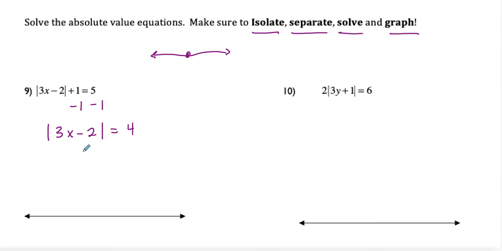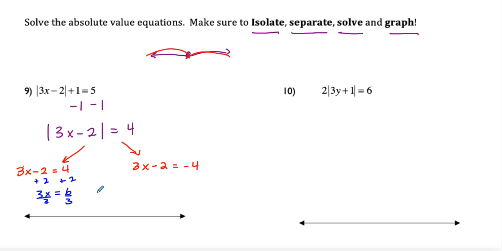Now I'm going to separate and solve. So I get rid of the bars to solve. So 3x minus 2 equals 4 and 3x minus 2 equals -4, meaning I'm going either to the right 4 or to the left 4. Now we solve each equation. So we're going to add 2. So 3x equals 6 and divide by 3. So x equals 2.